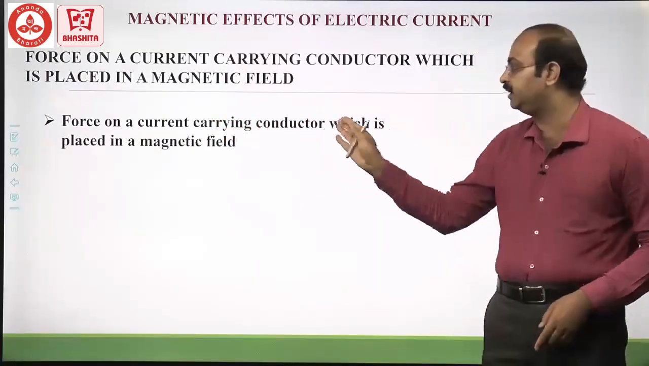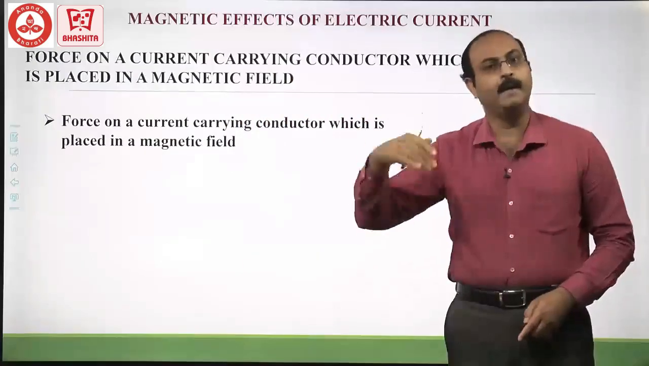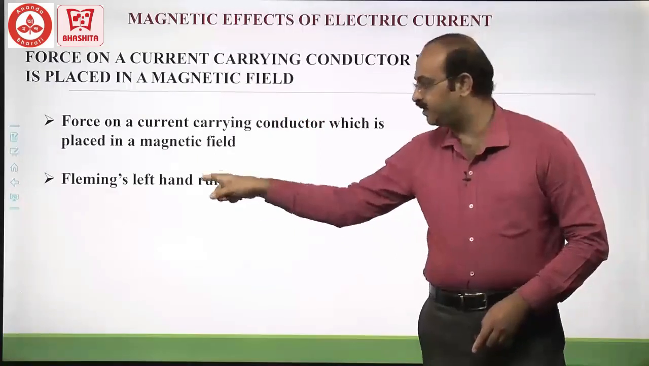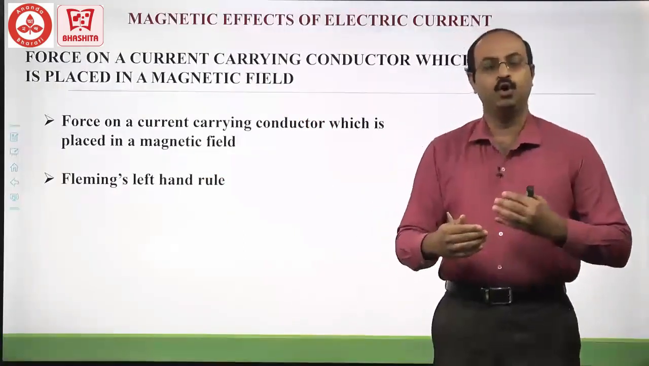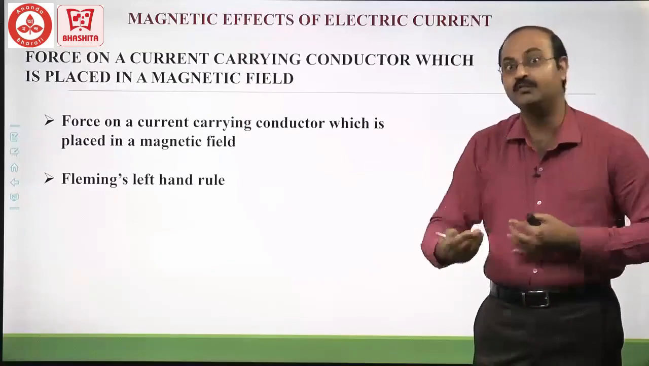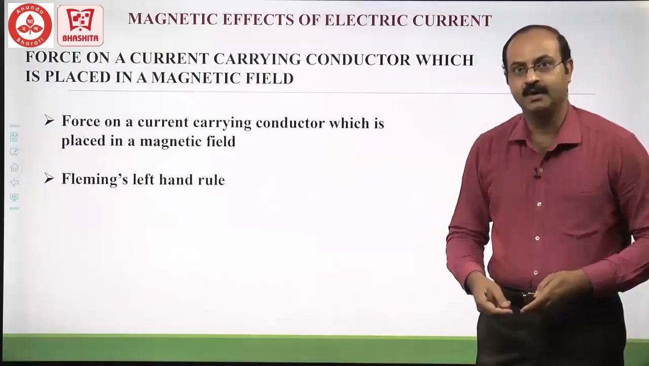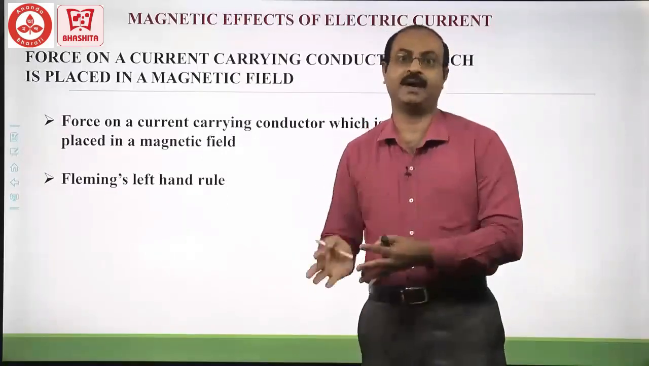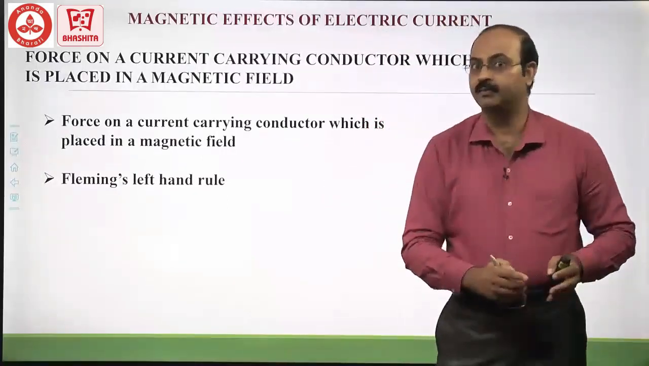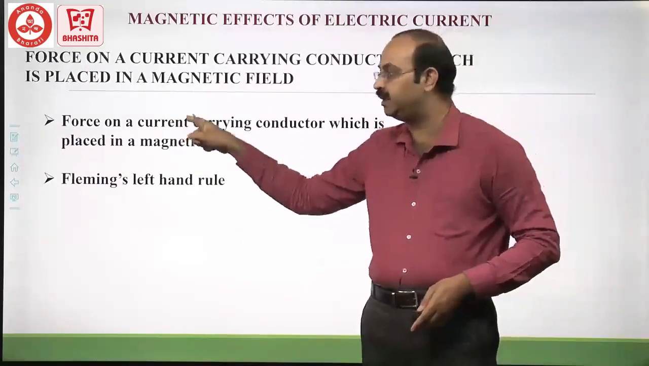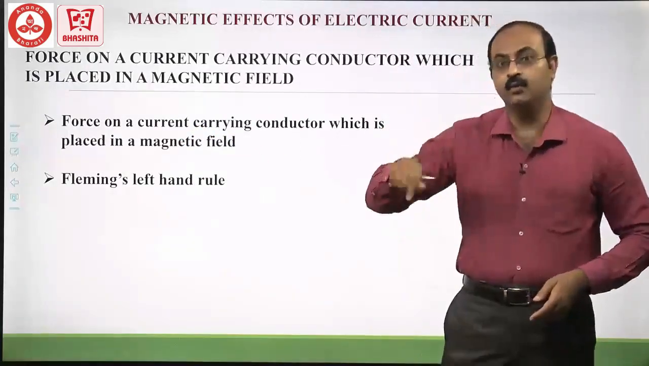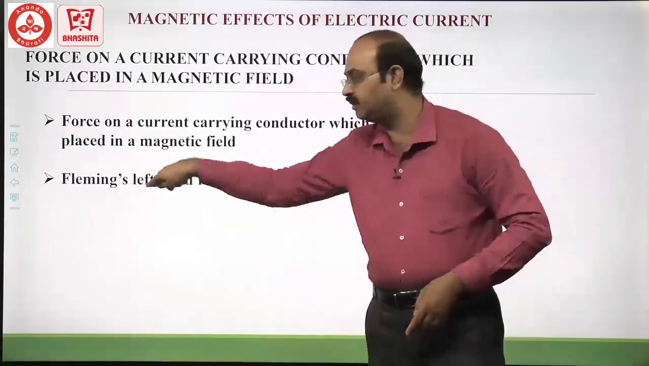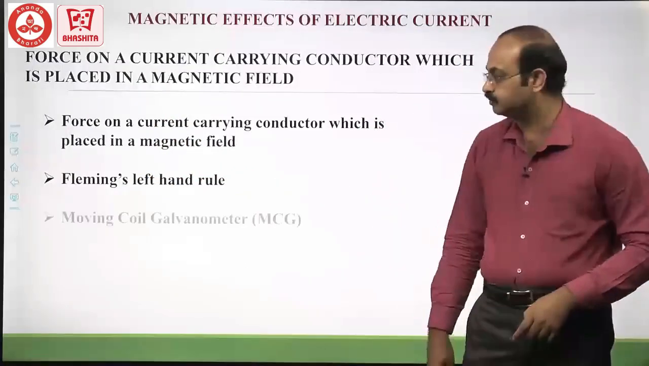One is the force on a current carrying conductor which is placed in a magnetic field, and also Fleming's left hand rule, which will help you to know the direction of the force experienced. Because force is a vector quantity, as you know, it will have a magnitude and also direction. The direction of the force experienced by the current carrying conductor when it is placed in an external magnetic field can be ascertained with the help of Fleming's left hand rule.